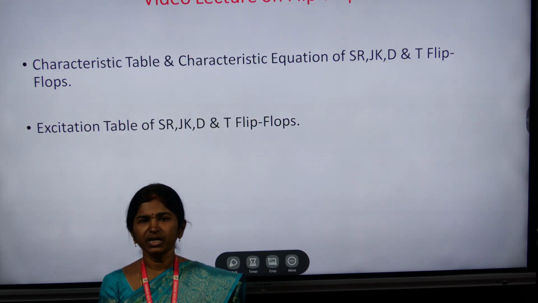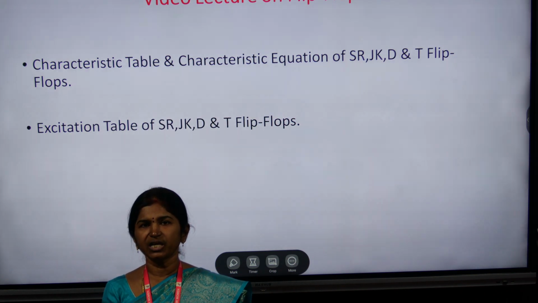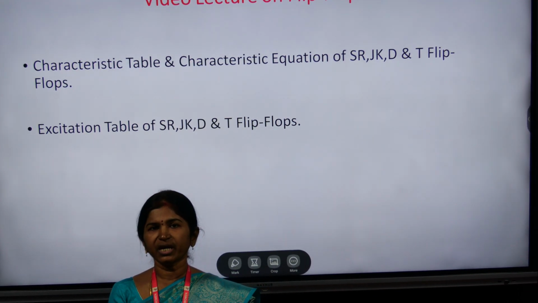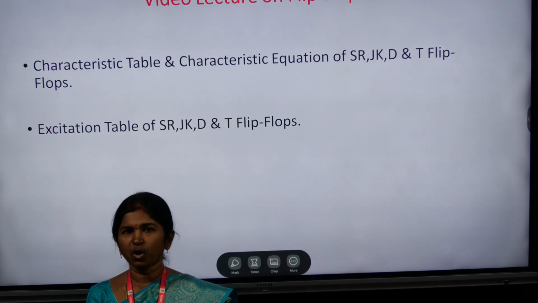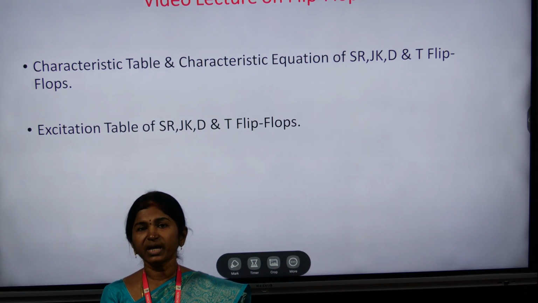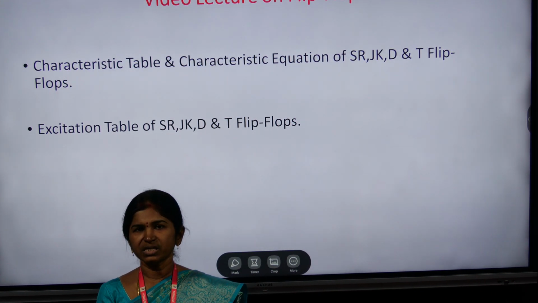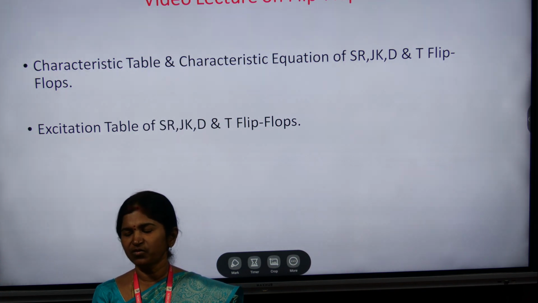So today I'm giving the lecture session on characteristic table and characteristic equation of SR, JK, D and T flip-flops. Next I am going to cover the excitation table of SR, JK, D and T flip-flops.